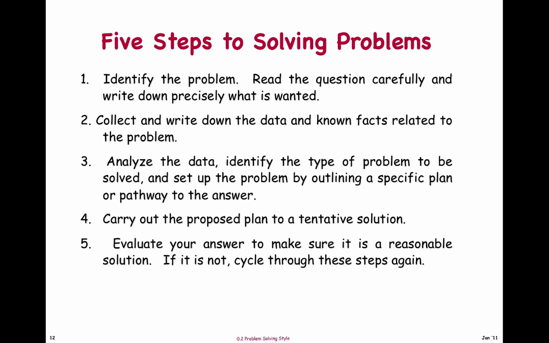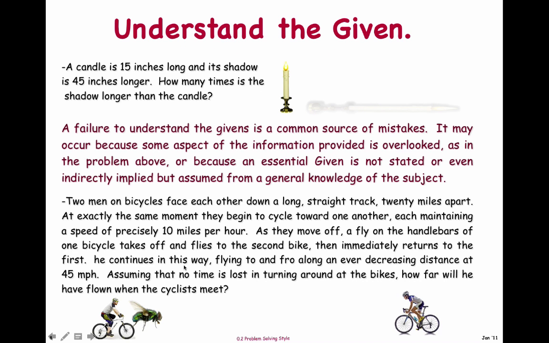Let's go back to that problem with the bicyclist. Let's consider this problem again. What's happening is that the two bicyclists are 20 miles apart and they're maintaining a speed of 10 miles per hour. Of course, if they're 20 miles apart and they're going 10 miles per hour, then they meet precisely in the center in 1 hour. That should be enough information to let you know how far the fly has flown. If the fly is flying 45 miles per hour, then the total distance that fly will have flown back and forth would be 45 miles.